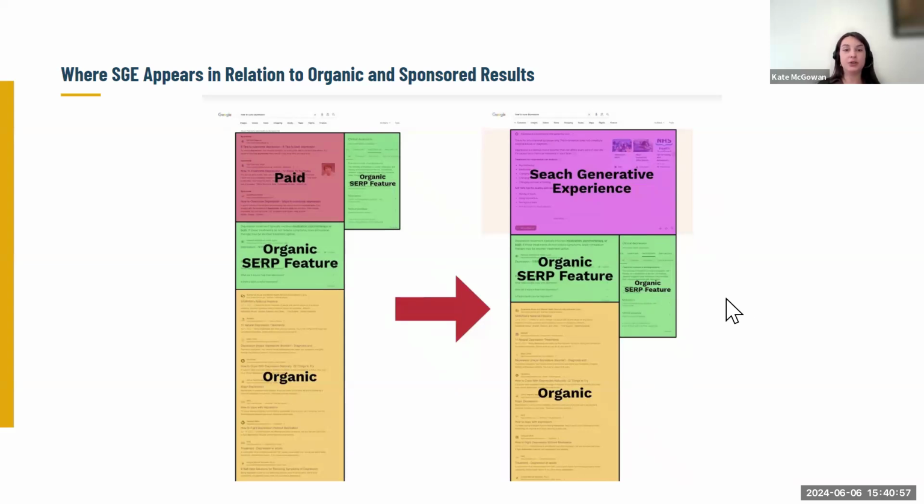It's also important to note that the AI overviews appear in mobile searches and also in searches within the Google app too.